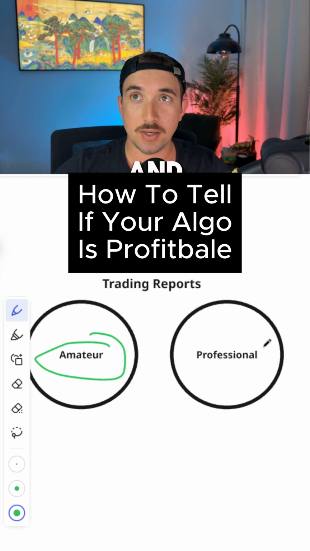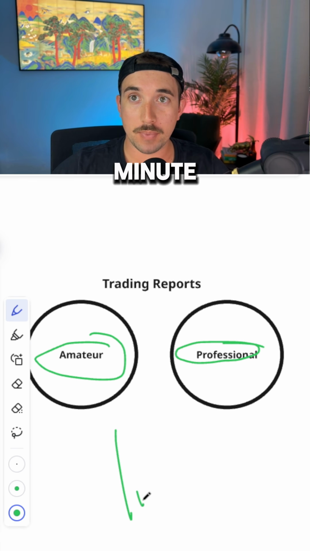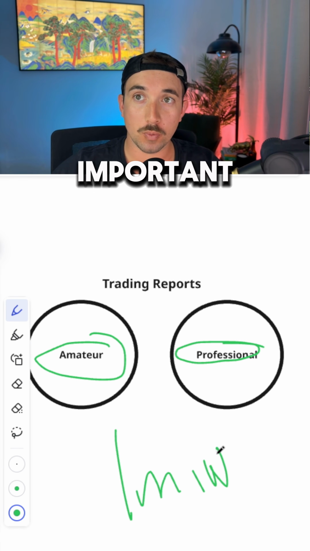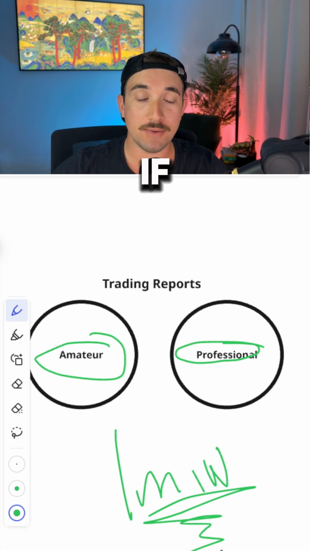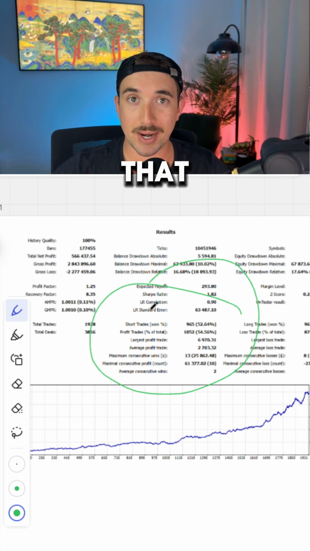If you're an amateur trader and you want to be professional and learn how to read a trading report, if you give me 1 minute, I'm going to teach you what the important metrics are and how to read them to see if your system is in fact profitable. This here is a backtest of a system that I recently created.